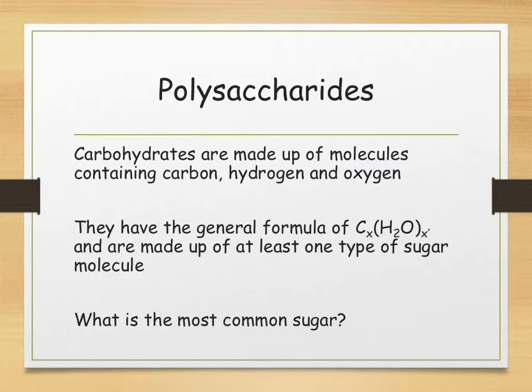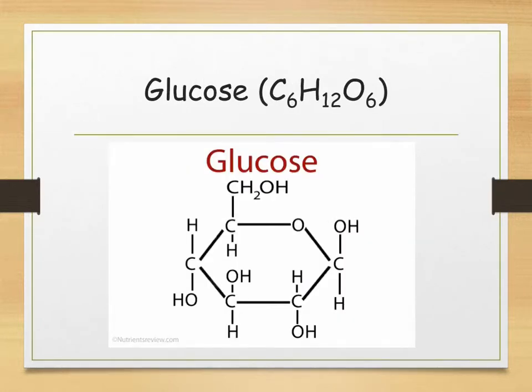First, we will look at polysaccharides. These have to do with carbohydrates. Carbohydrates are made up of molecules containing carbon, hydrogen, and oxygen. They have the general formula of CxH2xOx and are made up of at least one type of sugar molecule, which leads us to what is the most common simple sugar. The most common simple sugar is glucose, C6H12O6. Glucose is by far and away your body's preferred fuel source. All other sugars are converted into glucose within your body in order to then carry out respiration.